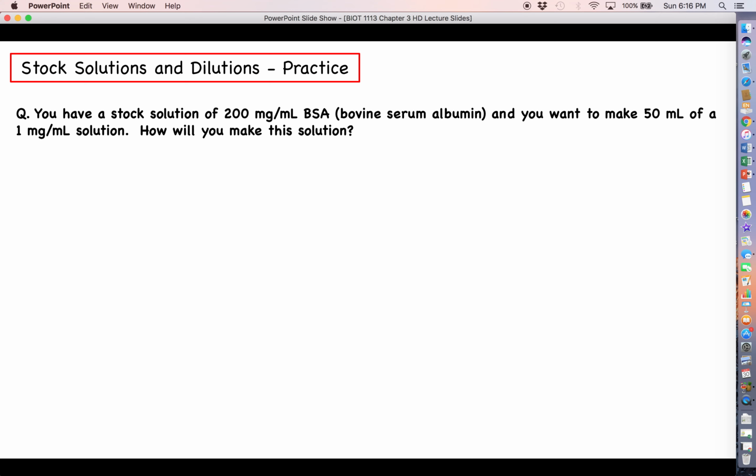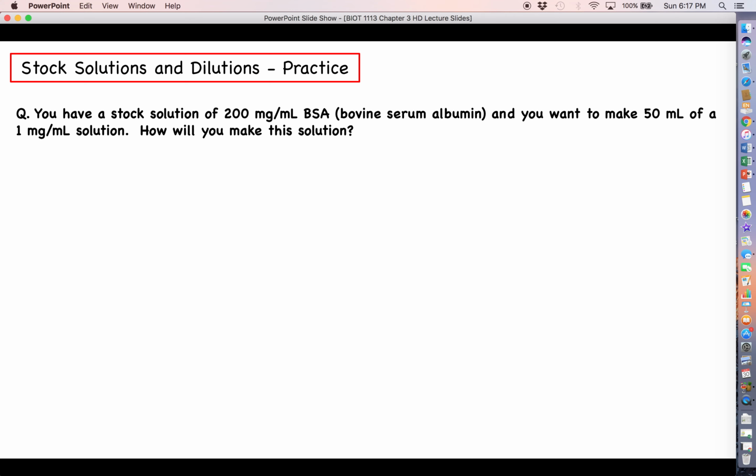So the best way to kind of get familiar with this is to practice it. So look at this question here. It says you have a stock solution of 200 milligrams per milliliter BSA. That stands for bovine serum albumin. This is a protein solution. And you want to make 50 milliliters of a 1 milligram per milliliter solution. So take note here, you want 1 milligram per milliliter. What you've got is 200 milligrams per milliliter.